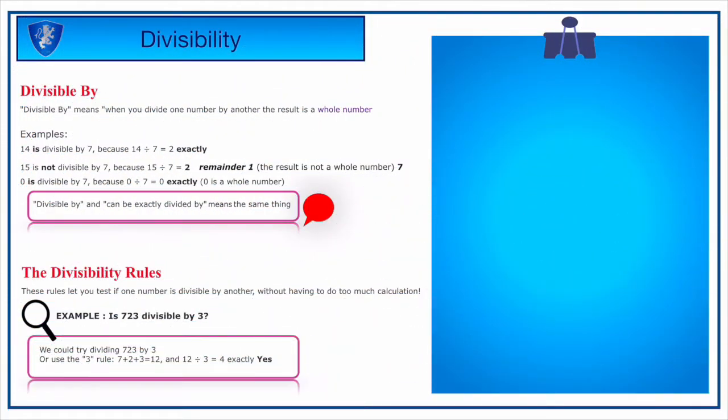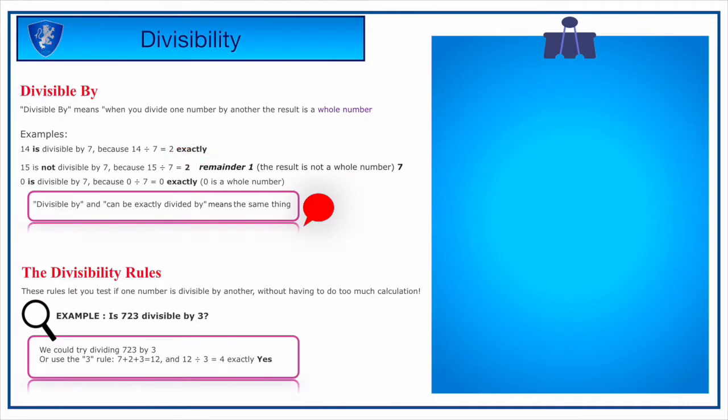And divisible by means when you divide one number by another, the result is a whole number. And you know what a whole number is, no remainder. So the example we're given here is that 14 is divisible by 7. Why do we say that? Because when you divide 14 by 7, you get 2 exactly. There's no remainder. So that number is divisible.